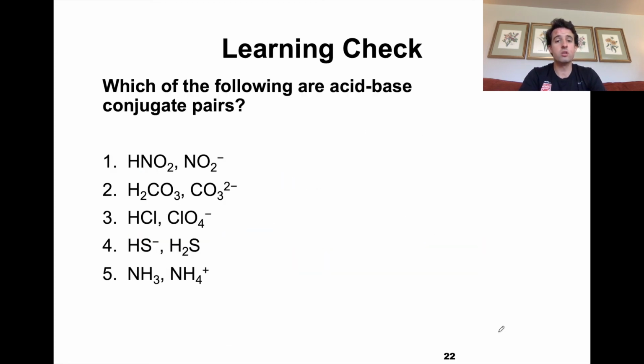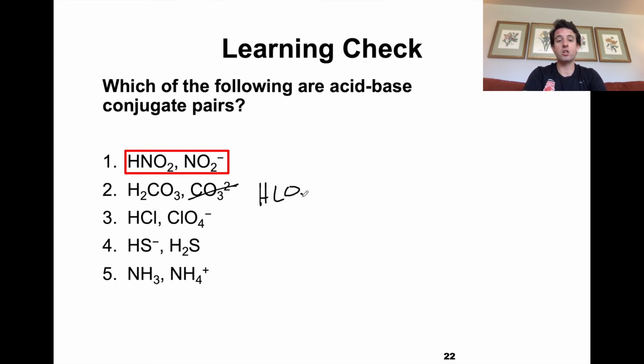Last thing I want you guys to do is look at the following 5 pairs and tell me which of these are conjugate pairs. Some of them are not, so be careful. Okay, outlined in red are your conjugate pairs. Number 1 is a conjugate pair. Number 2 is not. To make this a conjugate pair, CO3 2 minus would have to be HCO3 1 minus. Remember, with conjugate pairs, you only add or remove one H at a time.